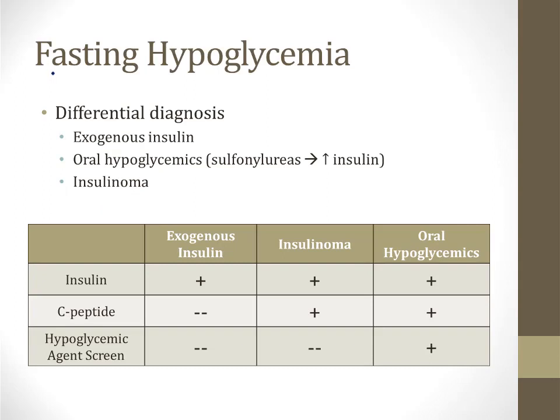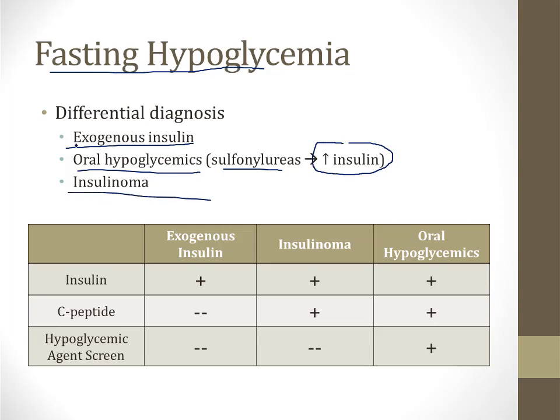When an adult patient has fasting hypoglycemia, the differential diagnosis includes exogenous insulin administration, oral hypoglycemic drugs like sulfonylurea, which increase insulin secretion from the pancreas, and then finally an insulinoma. So you need to exclude these two causes before you can make the diagnosis of an insulinoma. The way you do this is by measuring the level of insulin in the serum, the level of C-peptide, and also a screen for hypoglycemic agents like sulfonylureas.